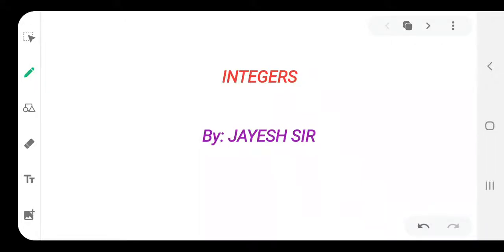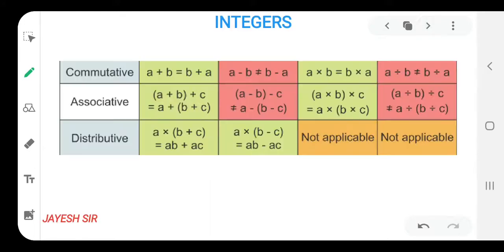Hello friends, today's topic is integers, as we already covered the first two parts of this chapter. So let's begin with the third part of the integers chapter. After a long time I am back with the grade 7 integers chapter. So let's start with that.